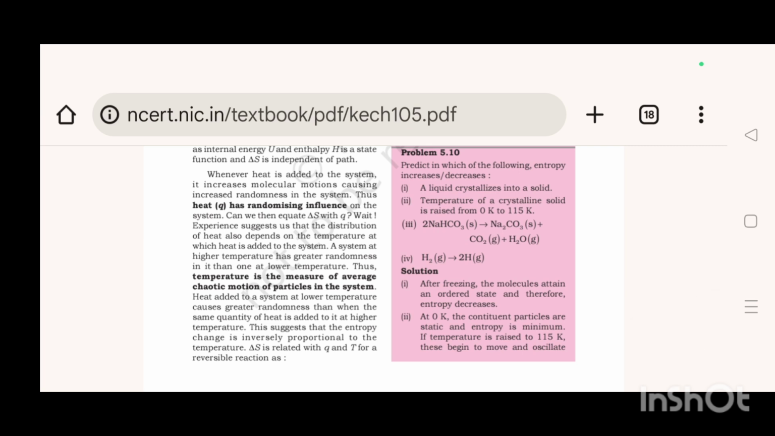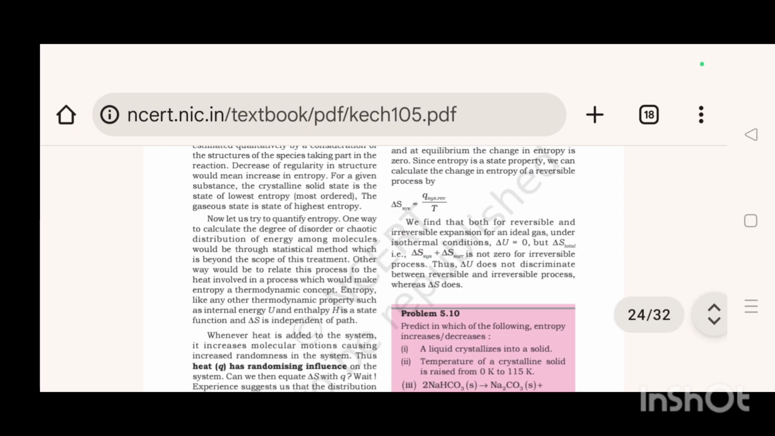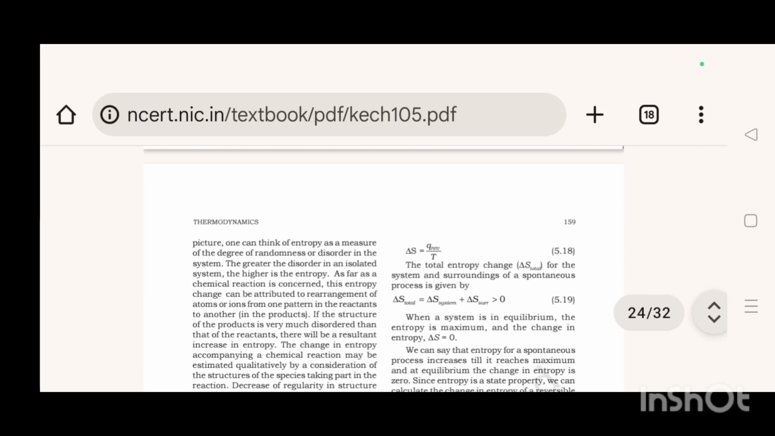Heat added to a system at lower temperature causes greater randomness than the same quantity of heat added at high temperature. This suggests that entropy change is inversely proportional to the temperature. Delta S is related to Q and T for a reversible process as delta S equals Q reversible upon T. The total entropy change for the system and surroundings of a spontaneous process is given by delta S total equals delta S system plus delta S surroundings, greater than 0.